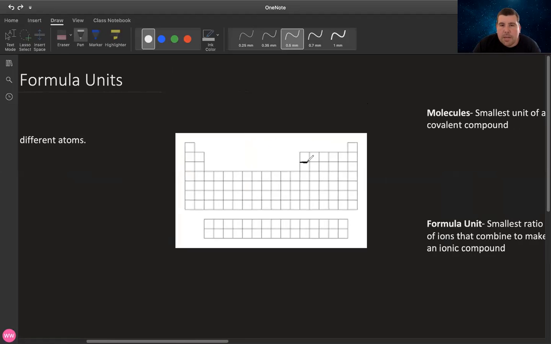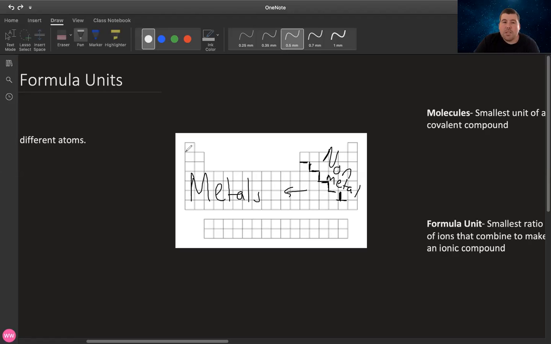It is separated by this dark line that kind of staircases down. And this is actually a really important separation on the periodic table. The periodic table is separated into the metals, as on all periodic tables, and the non-metals. So everything to the left of the staircase is going to be a metal, and everything to the right of the staircase is going to be a non-metal.